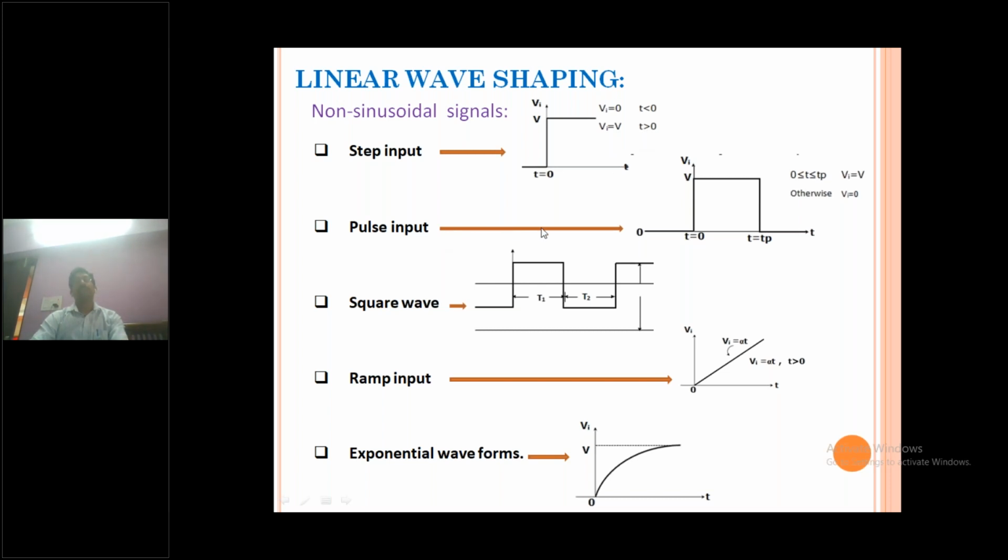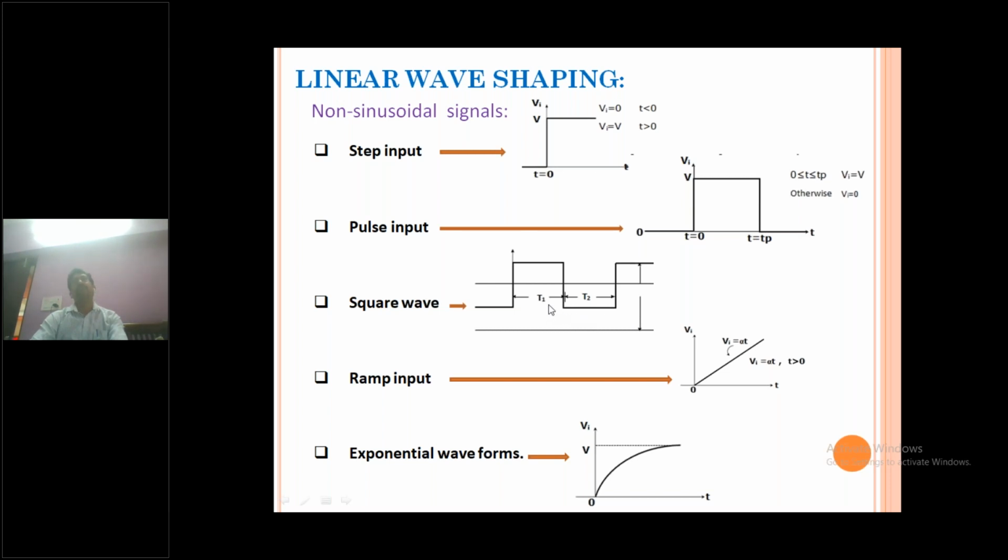And next one, similarly, pulse input. This pulse input lies within some interval, here the time interval 0 to TP. In this interval the pulse has some magnitude V volts. Above TP, the magnitude value will be 0.